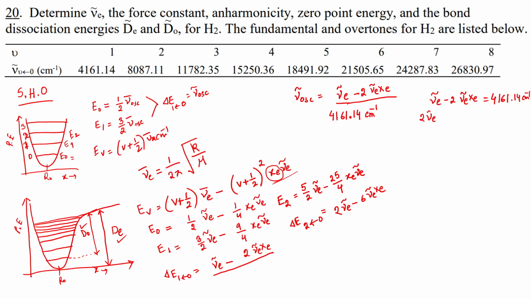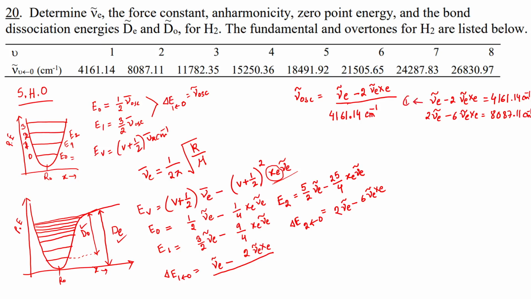And what else is given? 2 nu e minus 6 nu e Xe, I will prefer to write it in the form we got, that is 8087.11 centimeter inverse. Actually, there is something called Birge-Sponer plot. You can find it in the Atkins book, but we don't have to go to that for solving this problem. Just simply divide equation 1 by equation 2, you will get rid of this nu e, and from that you can find out the Xe.